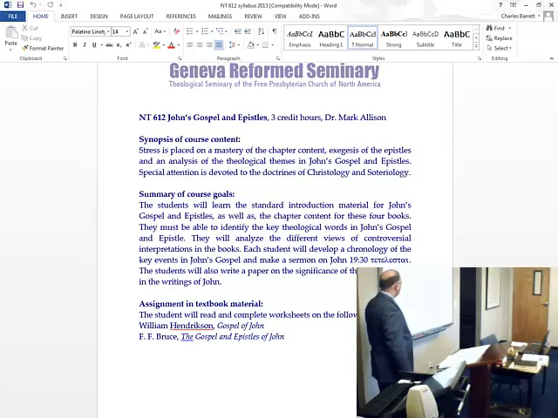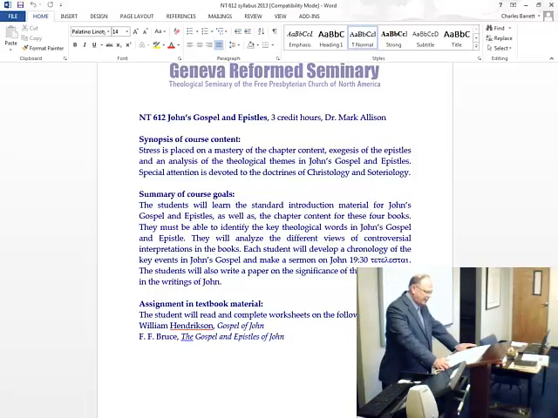as it's important. The stress is placed on the mastery of chapter content, exegesis of the epistles, and an analysis of the theological themes in John's gospel and epistles. Special attention is devoted to the doctrines of Christology and soteriology.